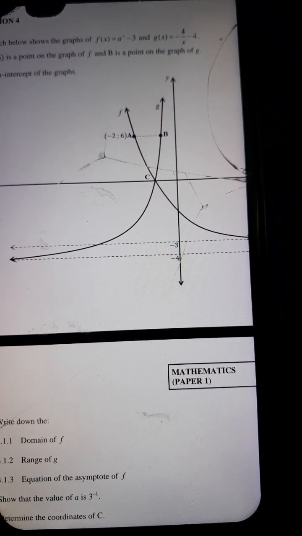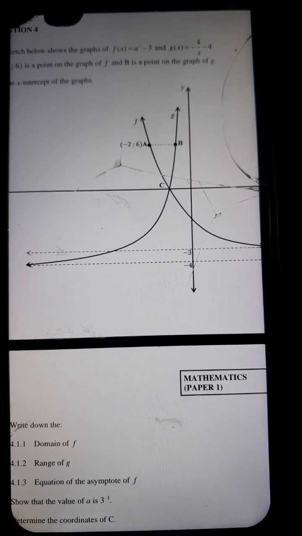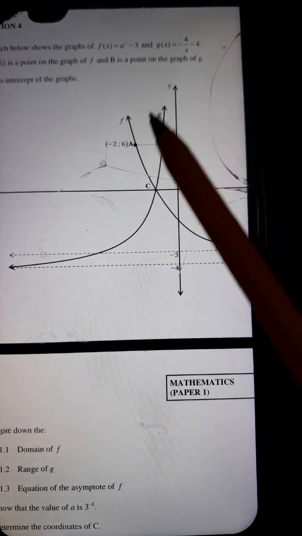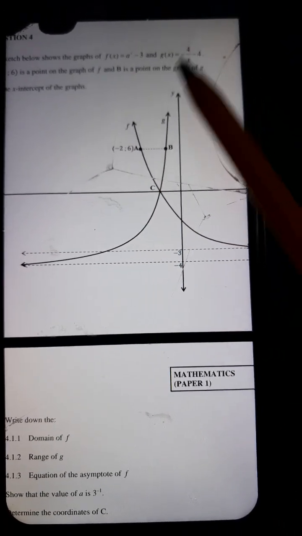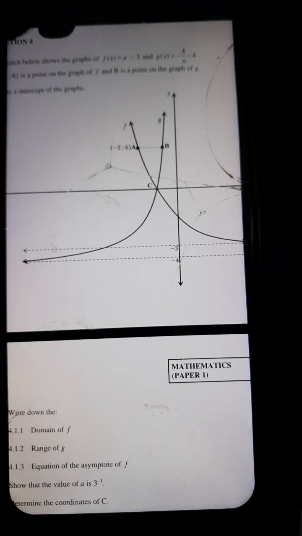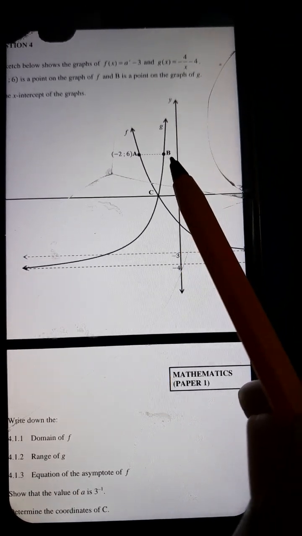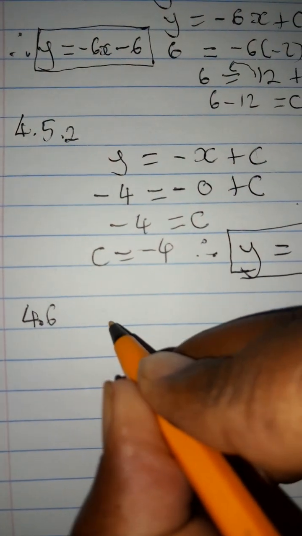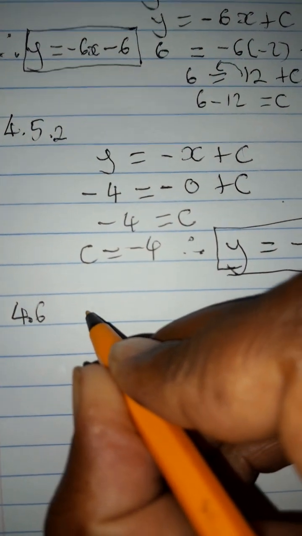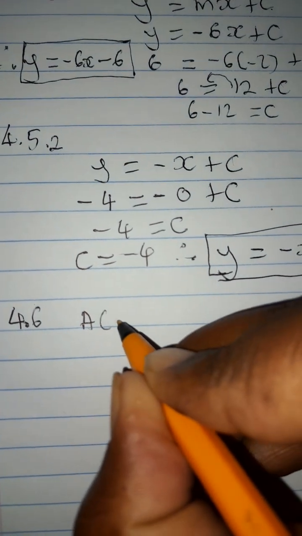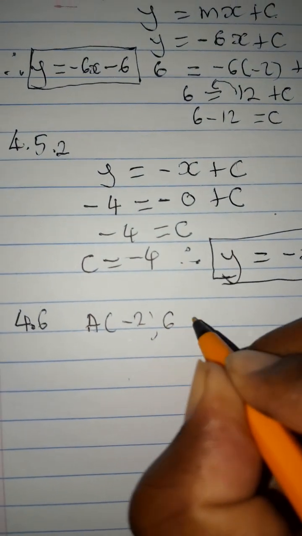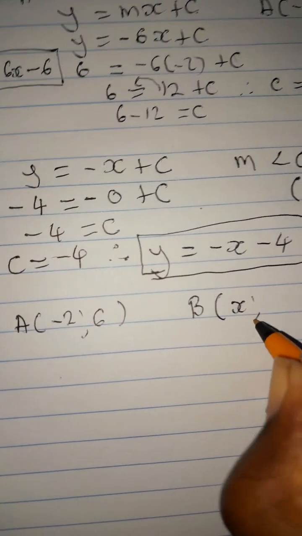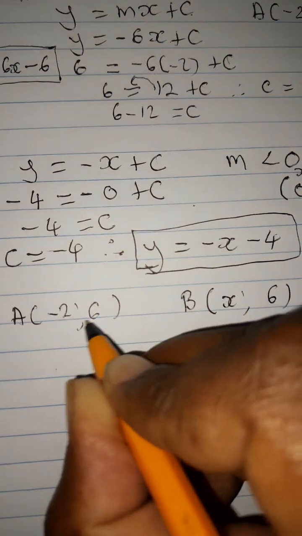How do we get that x value? So since we are told that B is a point on the graph of G, we are going to use the equation of G to find the x value of B, right? So mind you that the y value here is 6. Well, remember our horizontal line. We said that remember A is negative 2 and 6. And they're on the same horizontal line, so meaning that we don't know x, but we know the y value, which is 6. They share the same y value.